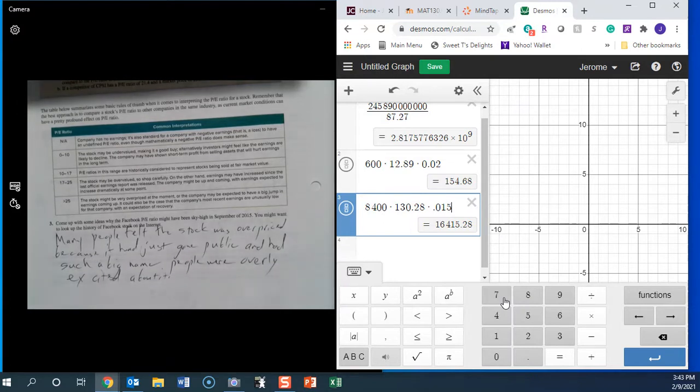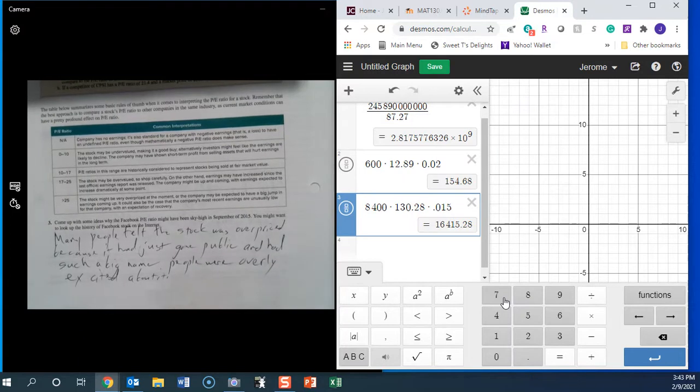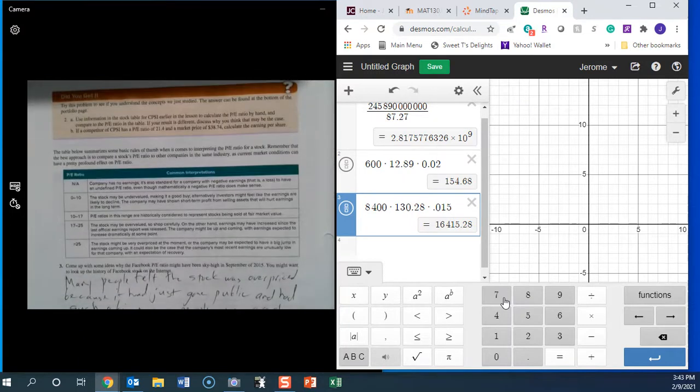All right. Now they do give you some common interpretations about price over earnings ratio. So it'd be good to maybe memorize these numbers, so if you ever get into investing in the stock market, you have a good idea of what these numbers mean. All right.